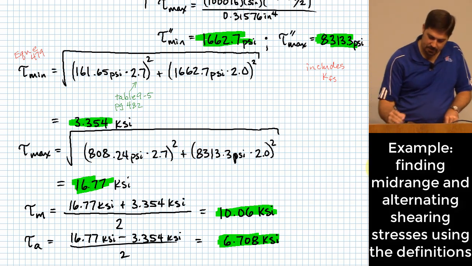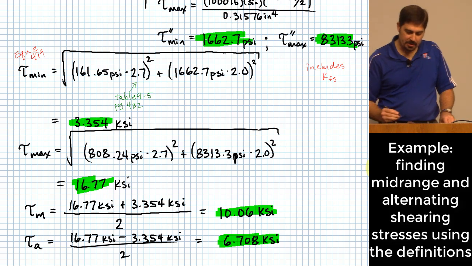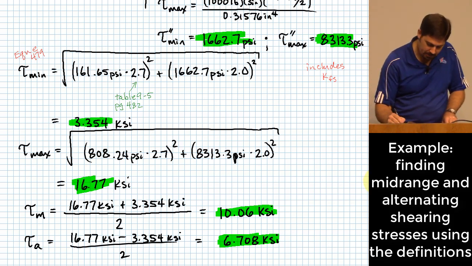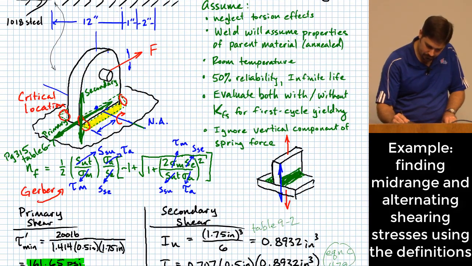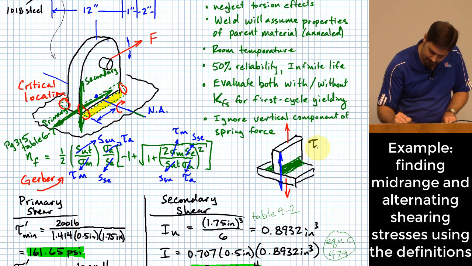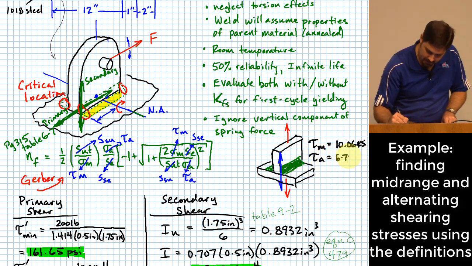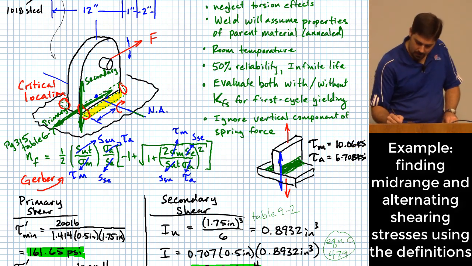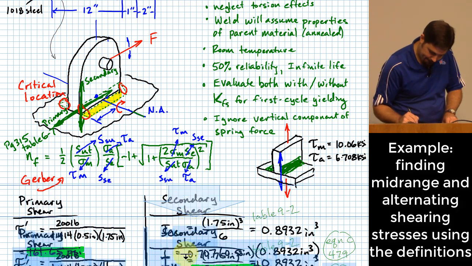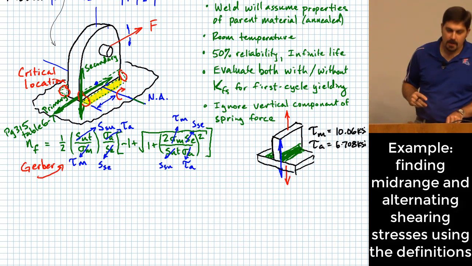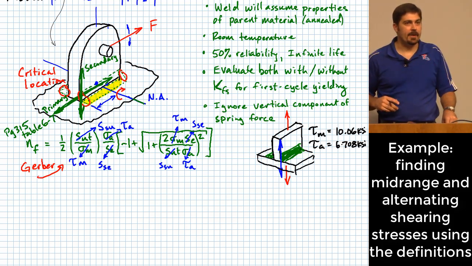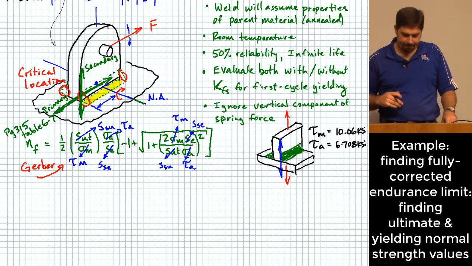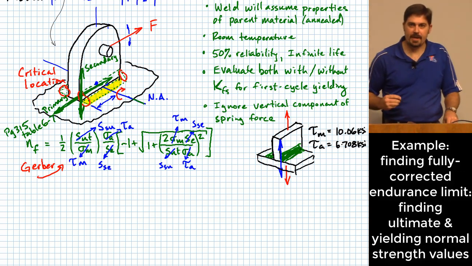So let me go ahead, since we've made some progress here, let me go ahead and note these values up near the top so that I can put them into my equation in just a moment. Okay, tau sub m is equal to 10.06 KSI, and tau sub a was 6.708 KSI. So what's next, you think? Okay, we probably want to do something about the endurance strength for this material, right? Which means there's a few steps to do that, right?